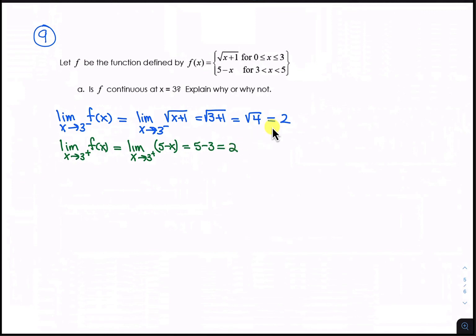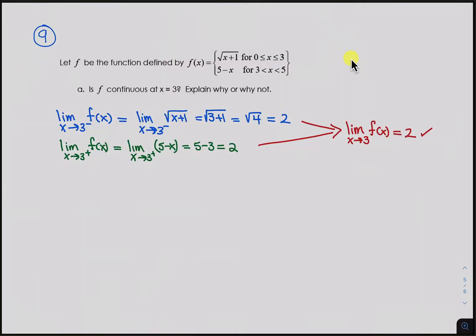We may be onto something here. The limit as x approaches 3 from the left was 2, and the limit as x approaches 3 from the right is 2. So that means there is an overall limit. The limit as x approaches 3 overall is 2. All right, now before we can say that it is continuous at 3, we have to determine what the y value is at 3. Because if it's continuous, the y value at 3 must be the same as the limit at 3. All right, so let's take a look at the y value.